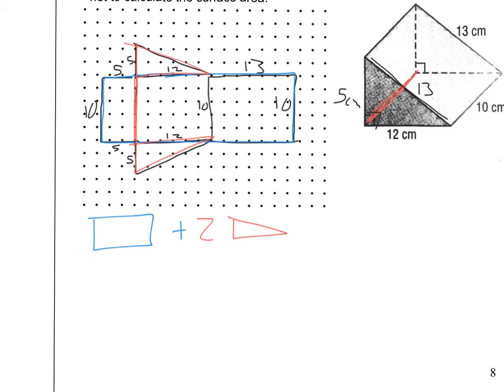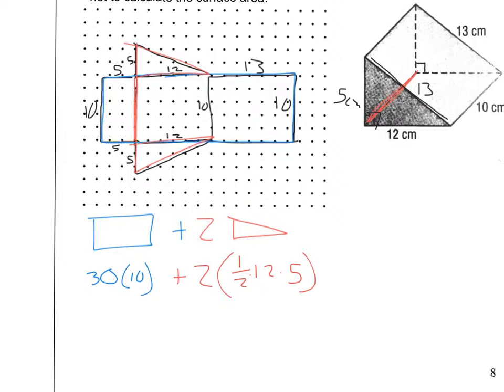So that's pretty easy. This big rectangle is going to be 5 plus 12 plus 13. Well, let's do 12 and 13 together first. That's 25 plus 5 is 30. So this is going to be 30 times 10. The triangles, there's 2 of those, but remember for a triangle you always do 1/2. The base is 12, and the height is 5.